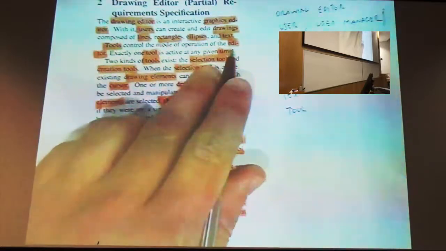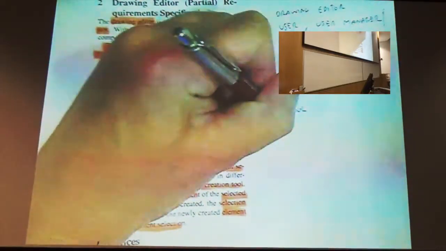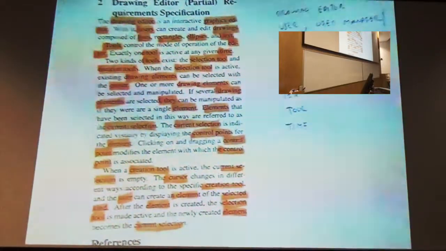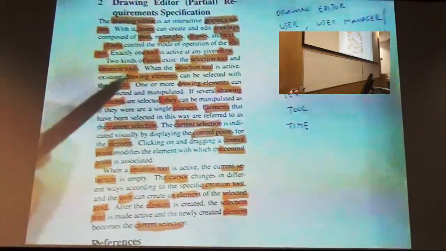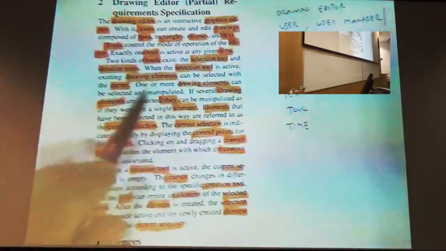Okay, then there's tool, right? And then there's the editor again. I'm not going to rewrite the editor tool again. Time. I guess we can write it down. We'll write down time. I'm not sure that's going to be useful in this case, but we can write it down as part of the exercise. Tool appears again. Then there's selection tool.